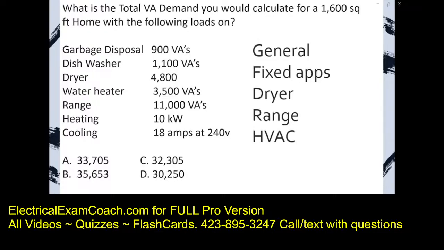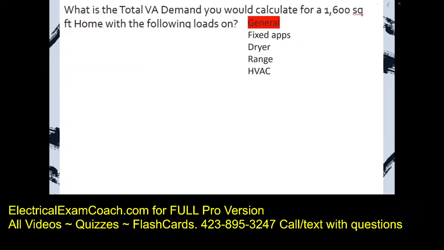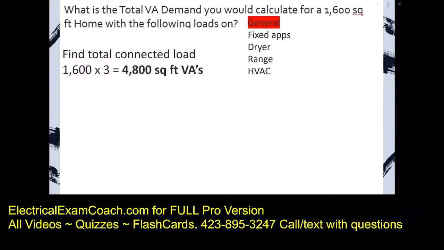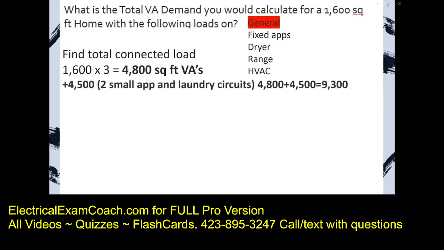Step 1 is to find our general lighting and receptacle loads. We're going to first find our total connected load. We take our 1,600 square foot multiplied by 3. That gives us 4,800 square foot VAs. Now we add on our 2 small appliance and 1 laundry circuit, which is 4,500. That gives us this total connected load of 9,300.